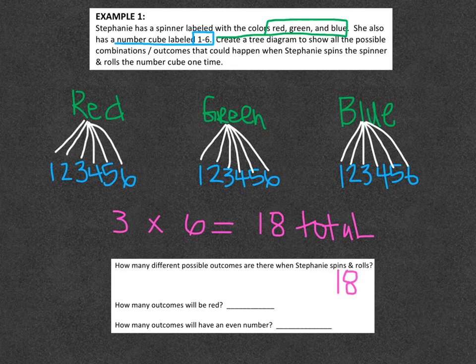The next question wants to know how many outcomes will be red. Well, that's pretty easy. Here's the red. All of these together make red. That means there's 6.